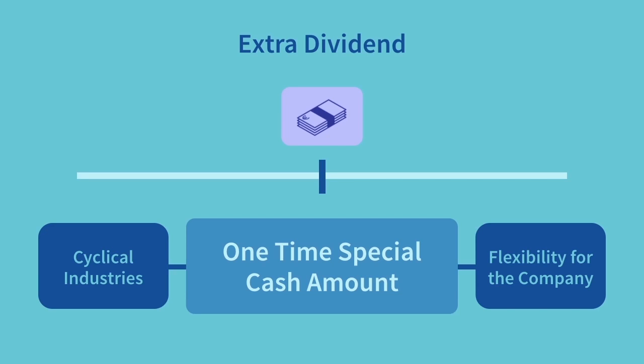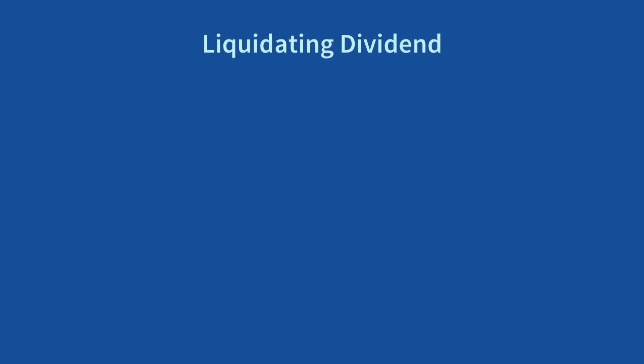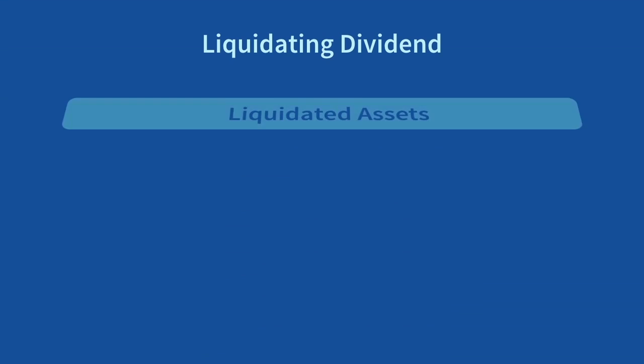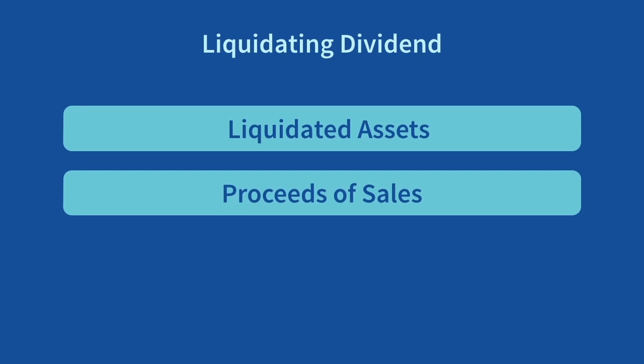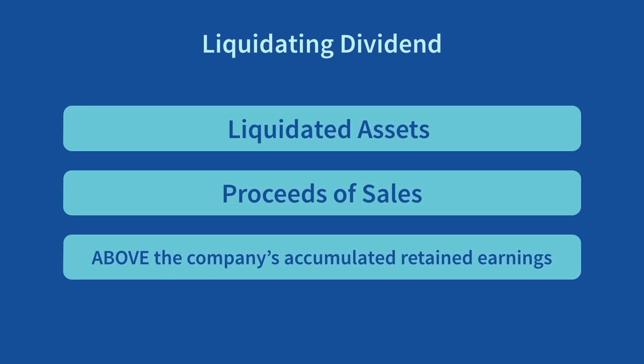A liquidating dividend then refers to one of three scenarios. 1. The distribution of the assets of a liquidated company. 2. The distribution of cash proceeds from the sale of a part of a business. 3. The distribution of an amount that exceeds the company's accumulated retained earnings.